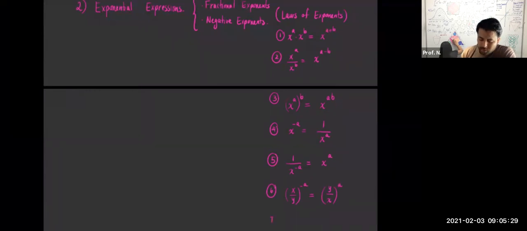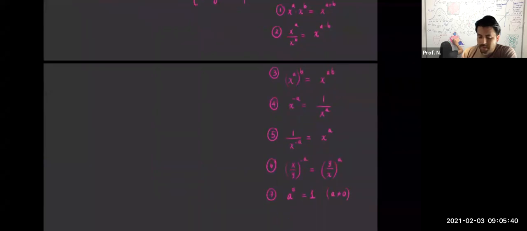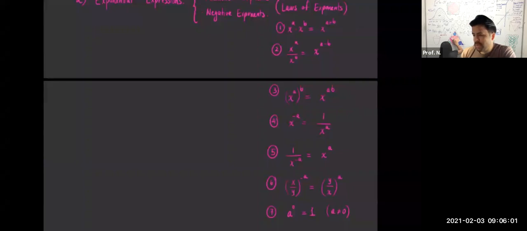And of course, you also should know that any base a raised to the 0 power is equal to 1, when a is not equal to 0. So if my base is any number other than 0, and you raise it to the 0 power, you always get 1. 0 to the 0 doesn't mean anything. It's just an indeterminate form. So you don't have to worry about that particular example. So for now, that should be good.